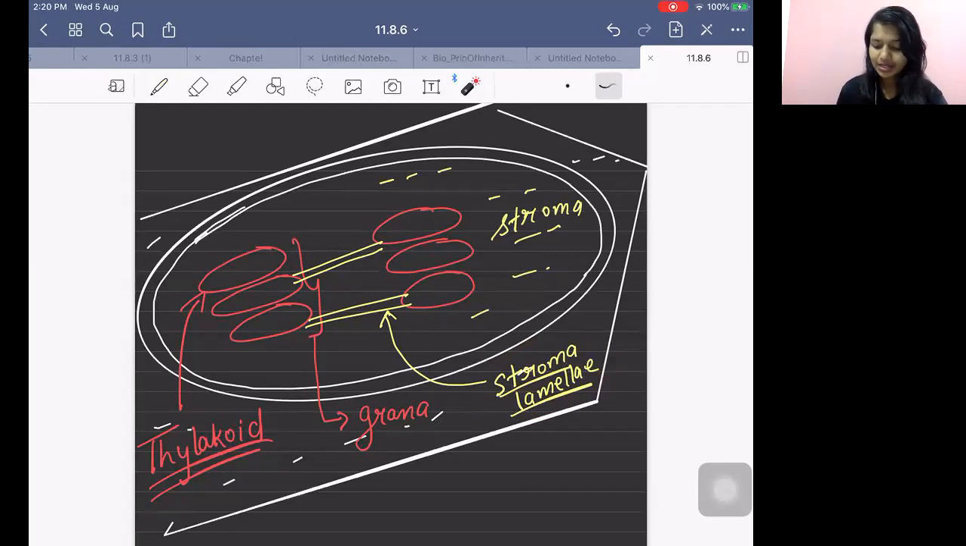Now, we learnt about grana. We learnt about individual thylakoids. We learnt about stroma lamellae. Now, the answer to the question, where do they have chlorophyll? We are here to learn that. Why does chloroplast look green? Because it has chlorophyll. Now, where exactly? On the membrane of thylakoid.